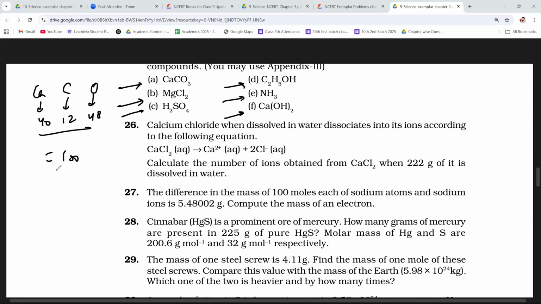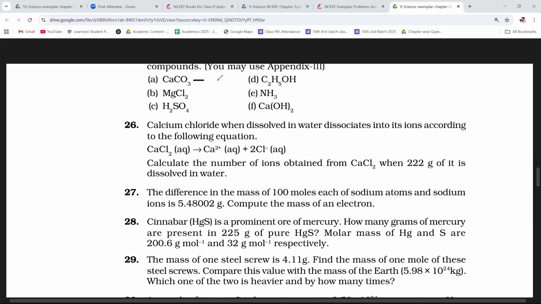Done? Yes, sir. So what's the mass of this one? Calcium carbonate, what is the mass? 100. What is the mass? 100. This one?